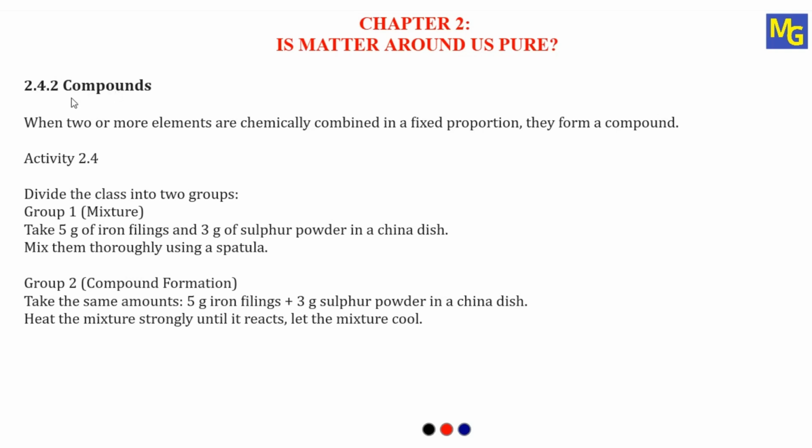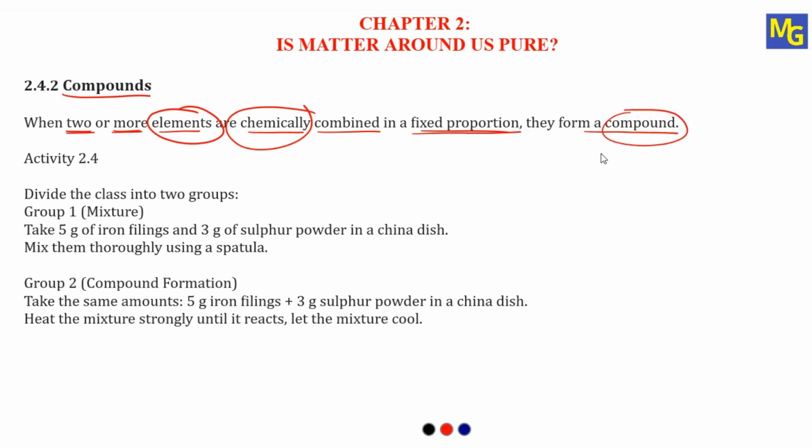So, what is a compound? When two or more elements are chemically combined in a fixed proportion, they form a compound. So remember, elements are the simplest form, which we already studied, and I have already explained this in the earlier video. So when two or more different elements combine together chemically in a fixed proportion, they will give a compound. We are going to study some examples of compounds in this video.